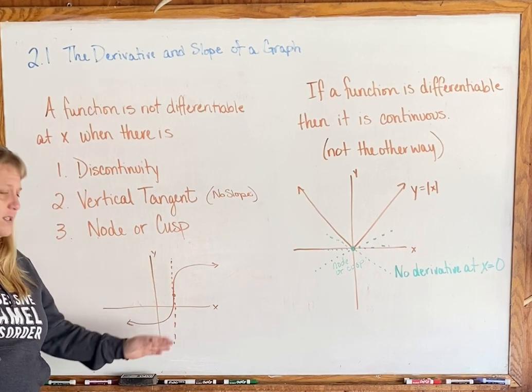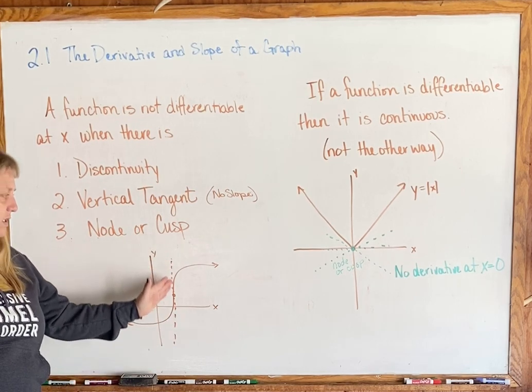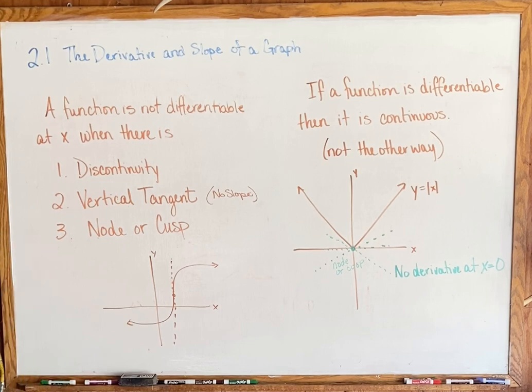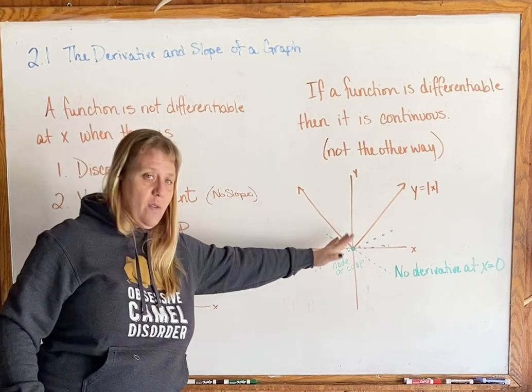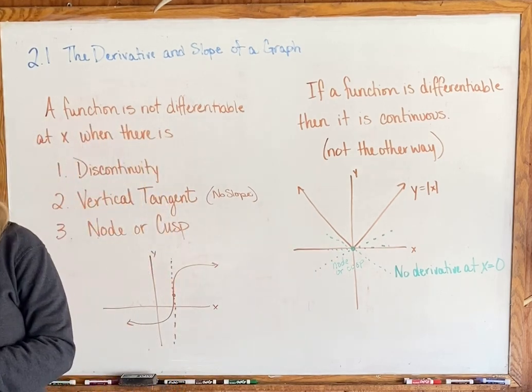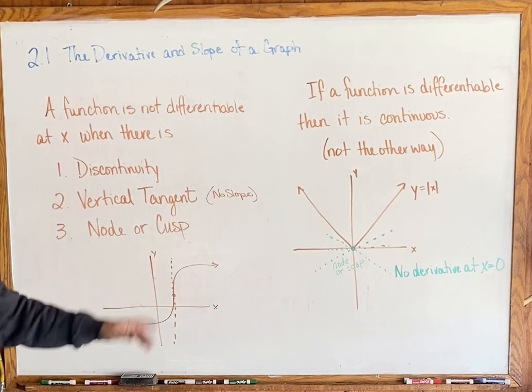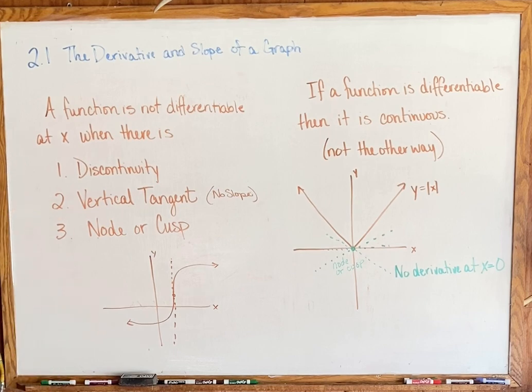It's very rare that this happens, but every once in a while we end up with a vertical tangent, and then that is not differentiable. So we've got the discontinuity, a vertical tangent where there's no slope, and then the last example is where there's a node or a cusp. So almost everywhere else, you can take the derivative except if you have one of those three situations. Okey-dokey.